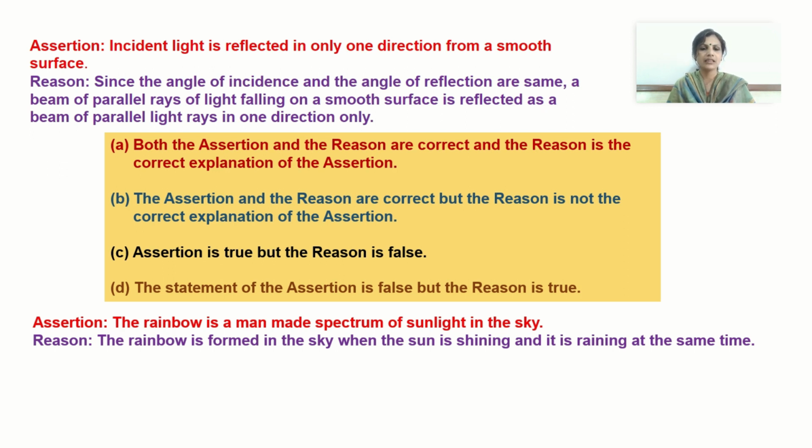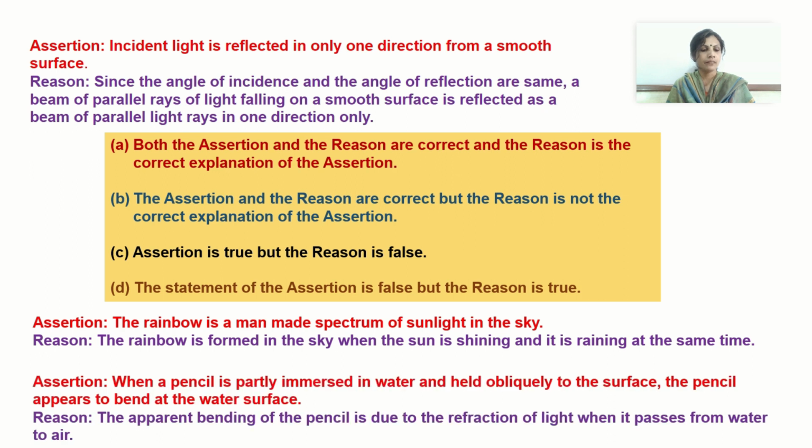Alright, see the third set of questions. Assertion: when the pencil is partially immersed in water and held obliquely to the surface, the pencil appears to bend at the water surface. Reason: the apparent bending of the pencil is due to refraction of light when it passes from water to air. Alright, and this is absolutely correct.